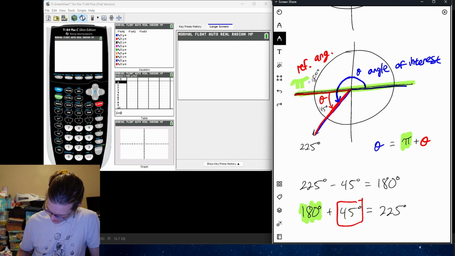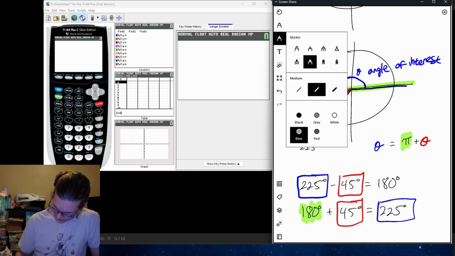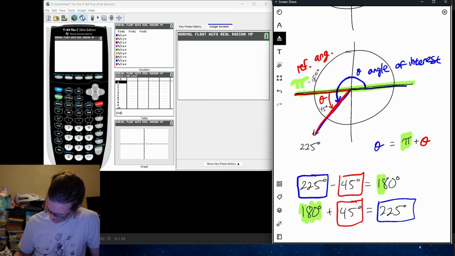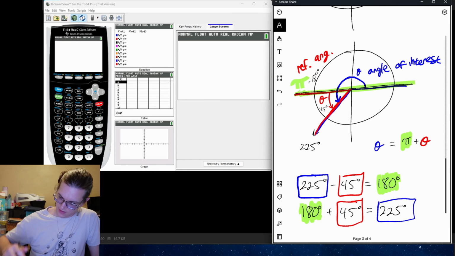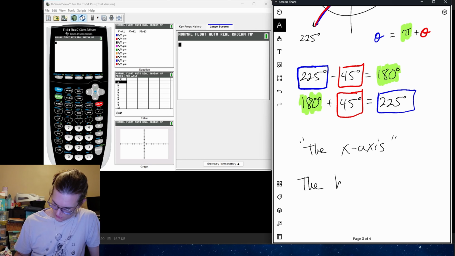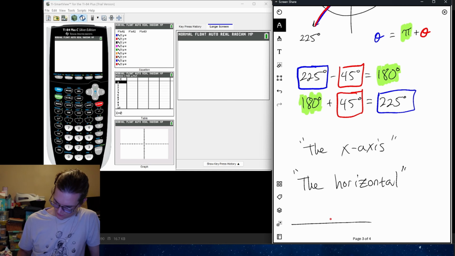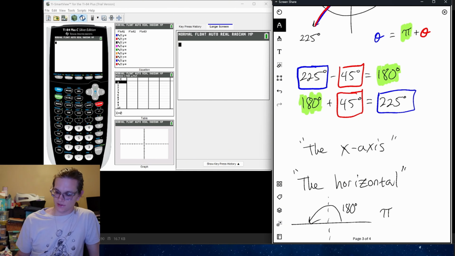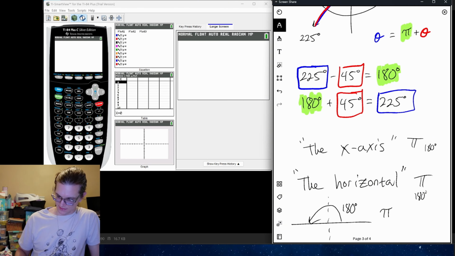I hope that helps a little bit, just visualizing it. So just know that if someone says the x-axis or the horizontal, that is an angle of 180 degrees or pi radians. If I'm thinking trig, I'm thinking pi. You get 180 degrees if you want to work in degrees. It depends on the situation.